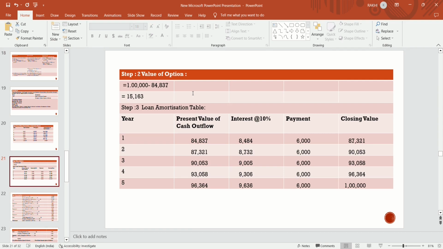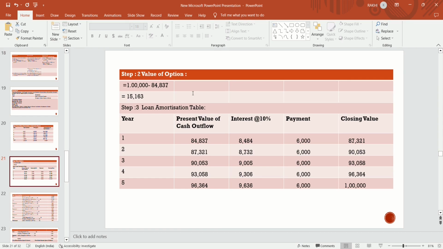If any option is attached with convertible debenture or preference shares at the hand of the holder, then the remaining amount is to be treated as the value of the option. In this case, we first have to find out the present value of all the amounts to be delivered by the organization, that is 6,000 coupon every year, and at the end of year 5 the principal amount, that is 1 lakh. The present value of that is 84,837. The remaining amount will become the value of the option.